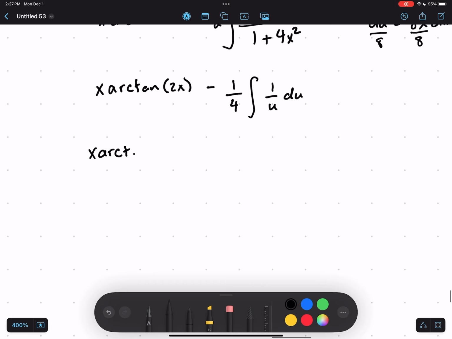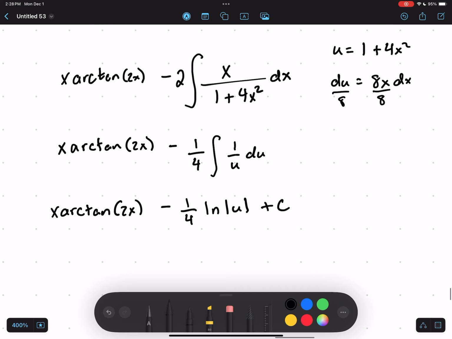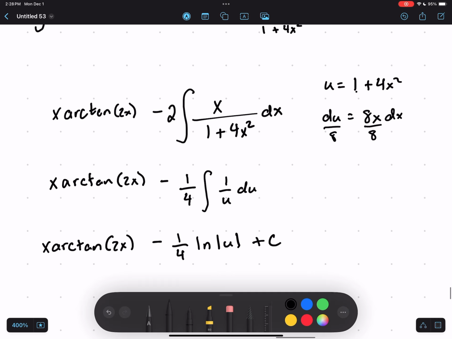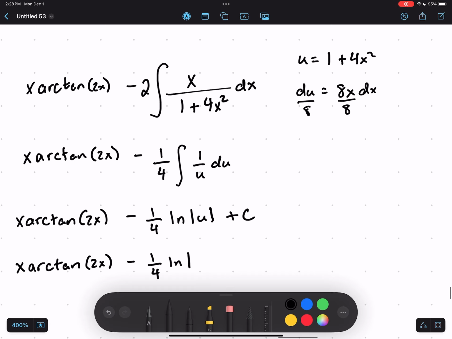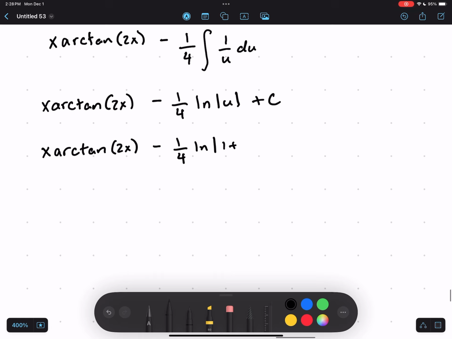x arctan 2x, and then we'll do minus 1/4, the integral of 1 over u is just ln absolute value of u, plus c. And in this case, u was 1 plus 4x squared, so we can go ahead and plug that back in. And we'll get x arctan 2x minus 1/4 ln absolute value of 1 plus 4x squared plus c.